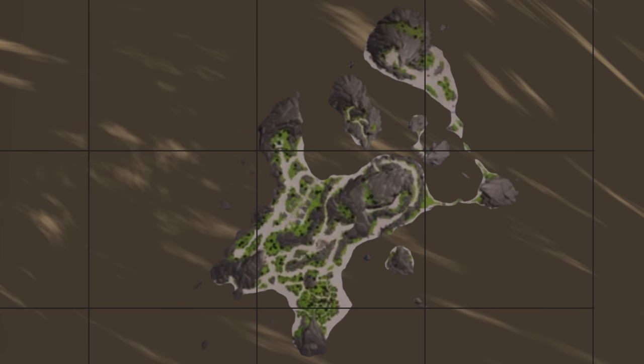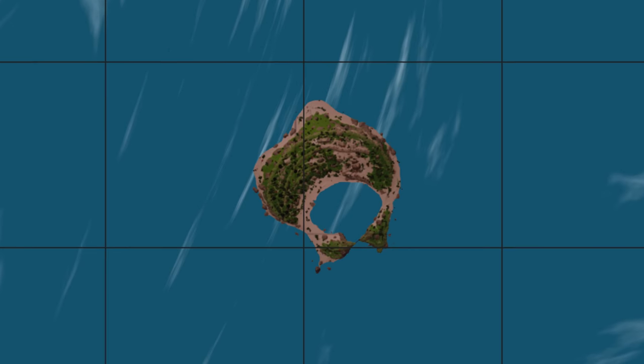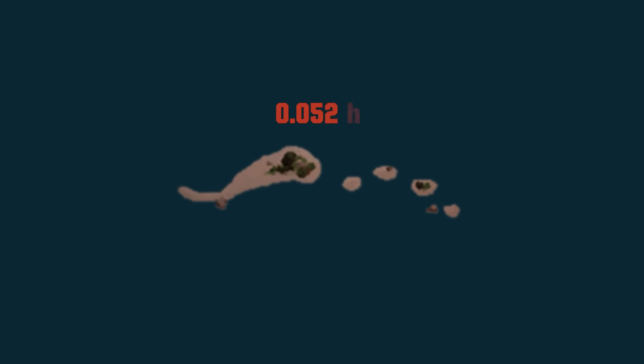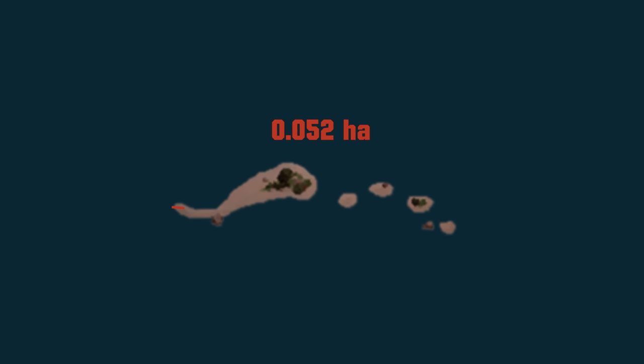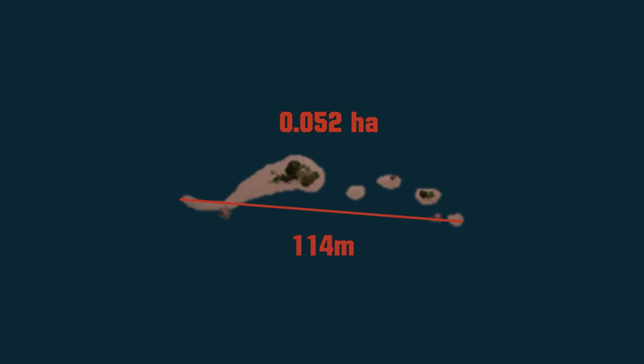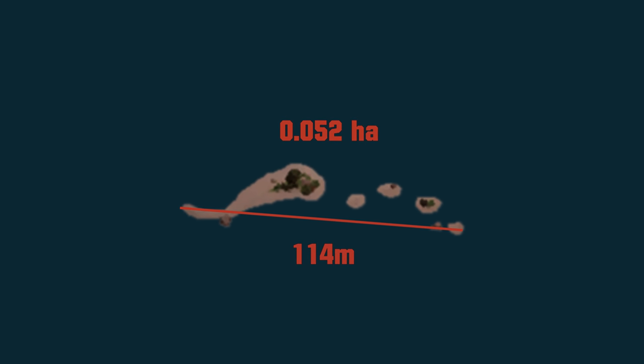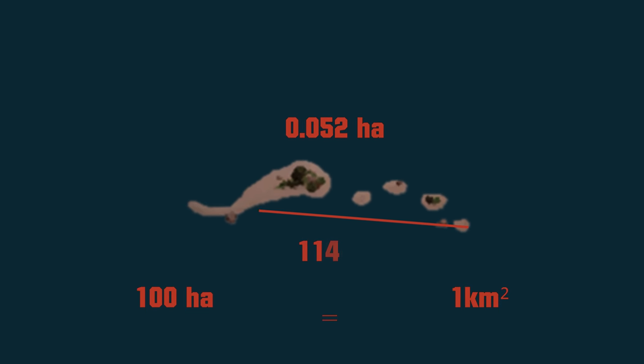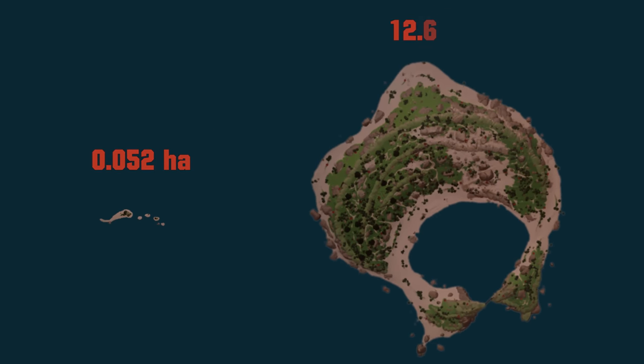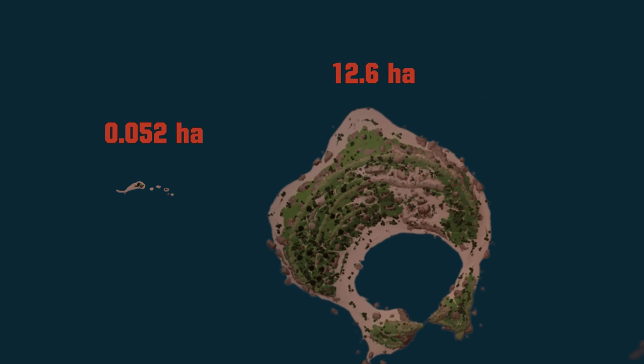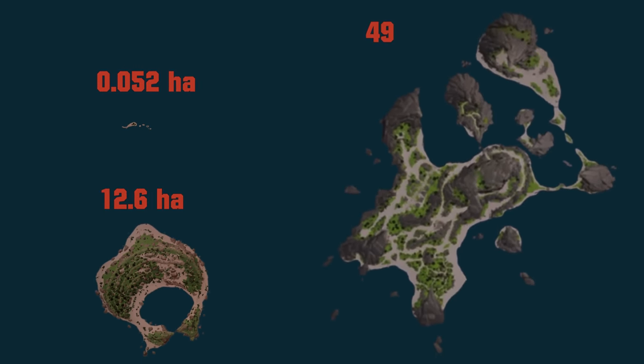The smallest island is Rapier Key, and the largest island is Tribute Peak, but we'll ignore that because of course it is, and say that the largest island is Smuggler's Bay. Rapier Key measures in at a measly 0.052 hectares, although it is relatively longer, 114 meters. Hence the name. For anyone wondering, there's 100 hectares in a square kilometre. Smuggler's Bay measures in at 12.6 hectares, and Tribute Peak is 4 times that size at 49 hectares.